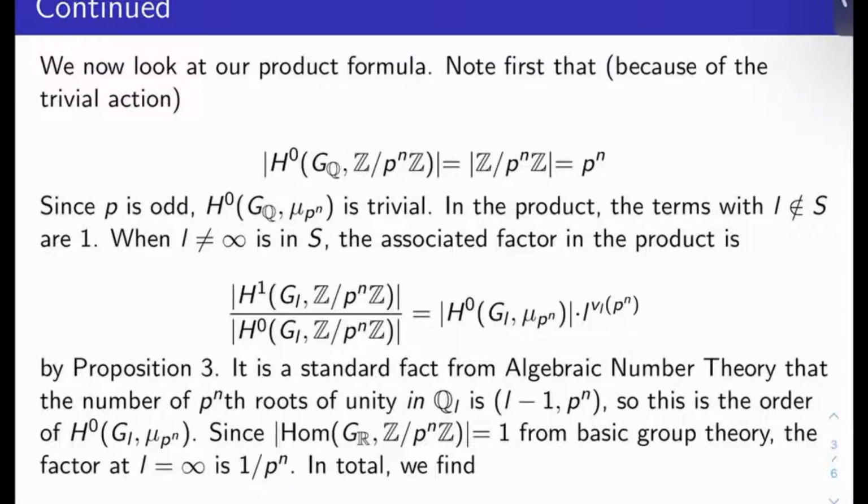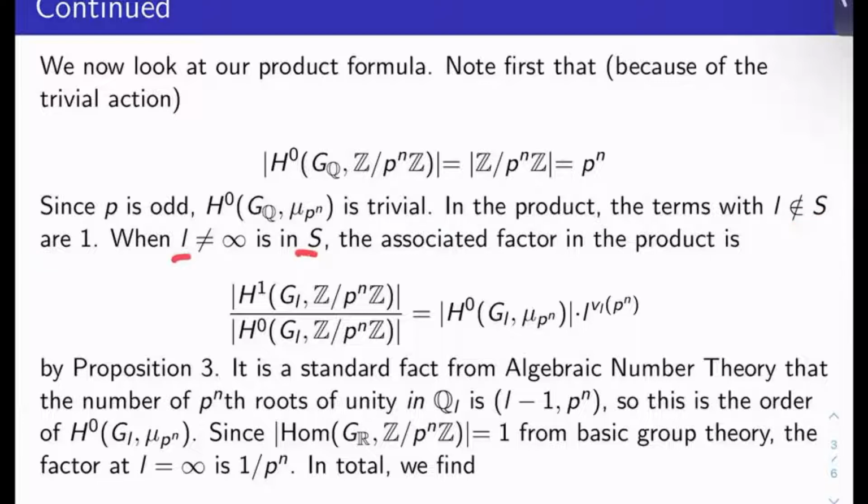Let's look at our product formula from the last video. Because of the trivial action, we know that the cardinality of H^0 of G_Q, Z mod P^N Z is just the cardinality of Z mod P^N Z, which is P^N, because everything here is fixed under the trivial action. Since P is odd, H^0 of G_Q, mu_{P^N} is trivial. We talked about that many videos ago at the beginning of chapter 4. And then in the product, the terms with l not in S are 1. That's easy to check based on what we've discussed.